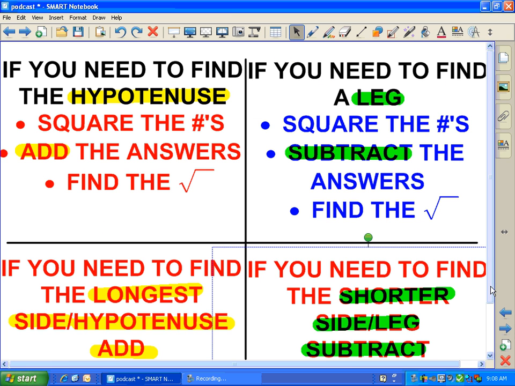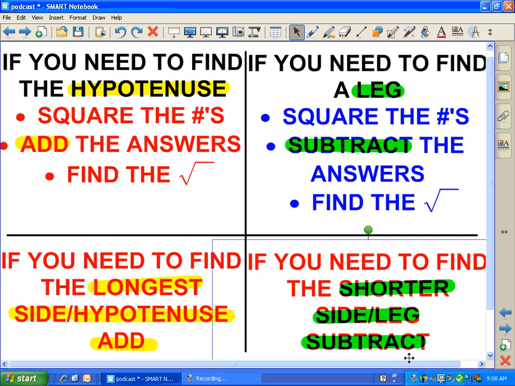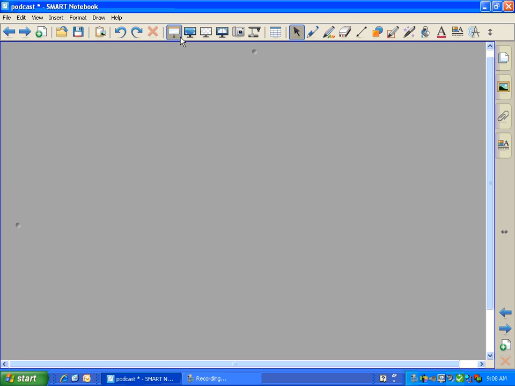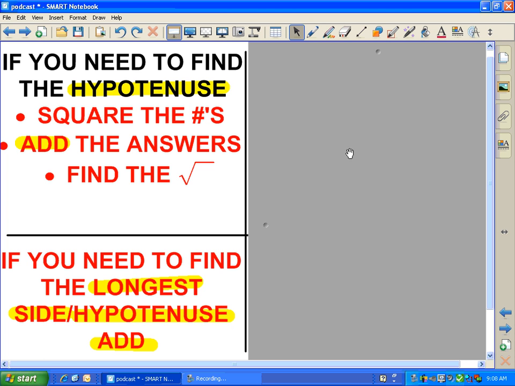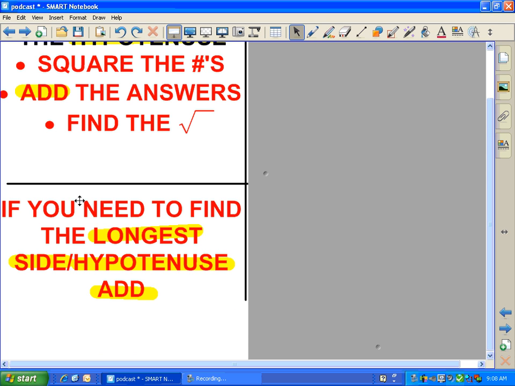Here's a little handy-dandy chart that I just created. You might want to write it down to help you remember the difference. If you need to find the hypotenuse, square the numbers, add the answers, find the square root. If you need to find the longest side, which is the hypotenuse, you're going to have to add and then find the square root.